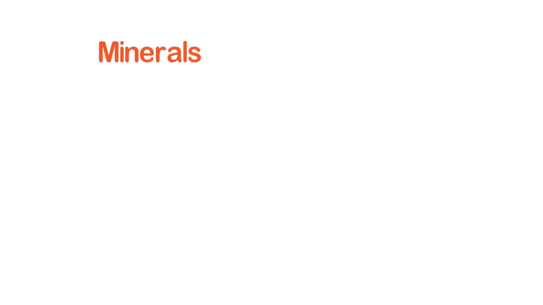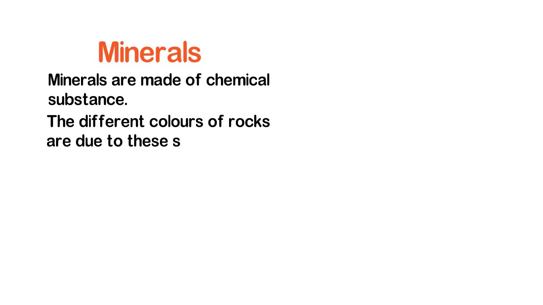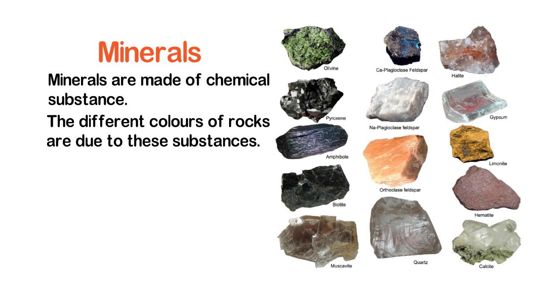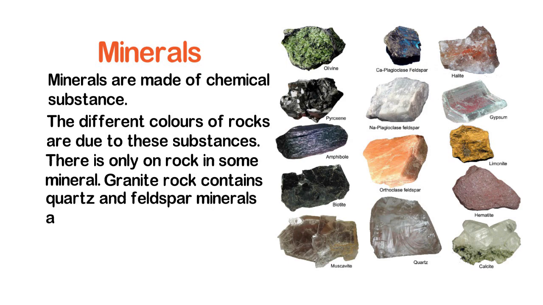Minerals. Minerals are made up of many chemical substances. The different colors of rocks are due to these substances. There is only one mineral in some rocks. Granite rock contains quartz and feldspar minerals, and white marble contains only one mineral, calcite.